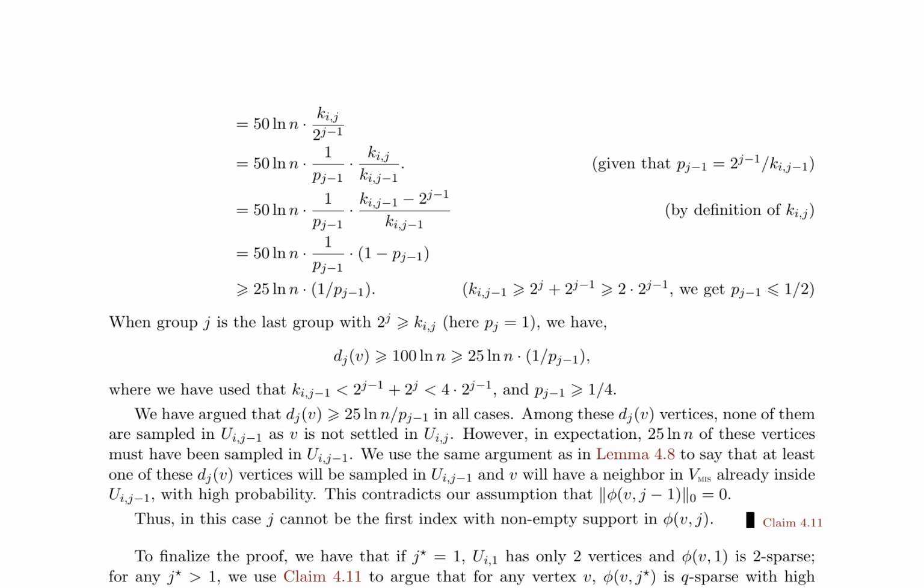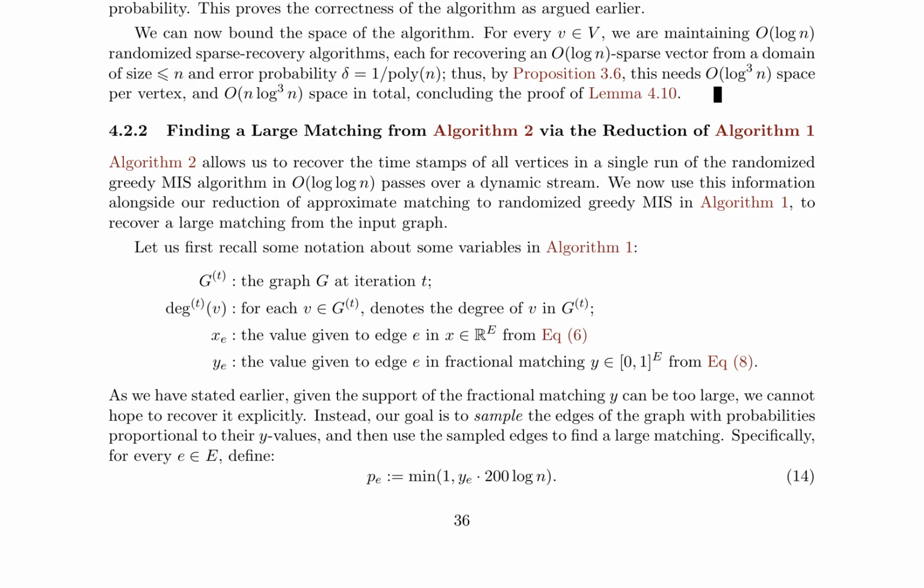The authors then finalize the proof by showing that if j star equals 1, U_{I,1} has only 2 vertices and phi_{V,1} is too sparse, and for any j star greater than 1, they use Claim 4.11 to argue that for any vertex V, phi_{V,j star} is Q-sparse with high probability. This proves the correctness of the algorithm.